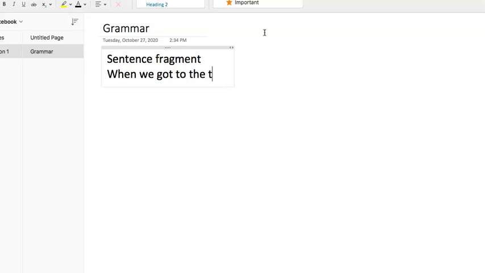When we got to the theater. Okay, so that is definitely not a sentence, right? But if you're asked, why is it not a sentence? What is it missing? Well, it has the we, and so that's the subject. So we got that part, but there's no action. It should be when we got to the theater, something happened. There was some action being described, and that's the verb that we're missing. Okay. And so that would be definitely a good example for sentence fragment.